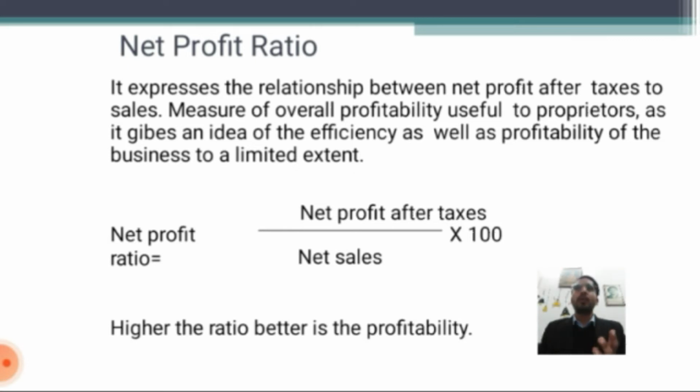The higher the ratio, the more profitable the business will be; it is an indicator of the efficiency of the management. A high ratio is better; it indicates the business can survive even in case of rising costs or decreasing selling price of goods sold.